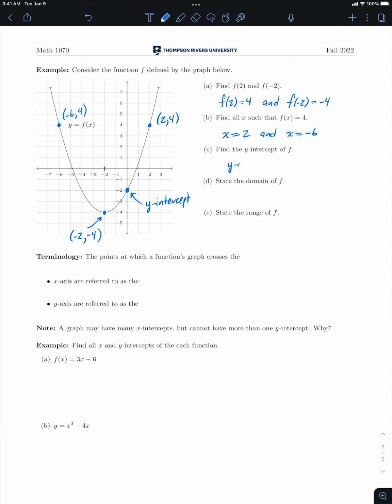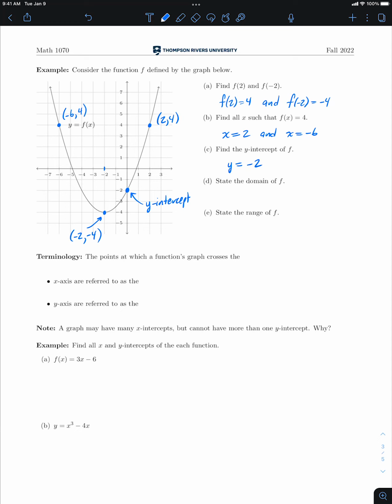So the y-intercept, actually let's just write y. Typically when you write a y-intercept, you'll just say it's a y value because it's a point on the y-axis. So we'll just say y is equal to negative 2. Okay, what about domains and ranges?